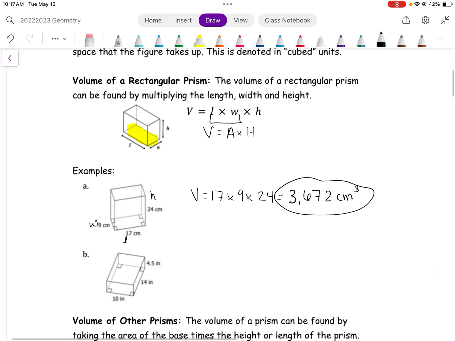Same thing here. Take your length, width, and height, your three dimensions of your box, and multiply them together to find the volume. 10 times 14, that's kind of like the area of the bottom, times 4.5. And I'm going to type that in. 10 times 14 times 4.5 is 630, and this one is in inches cubed.